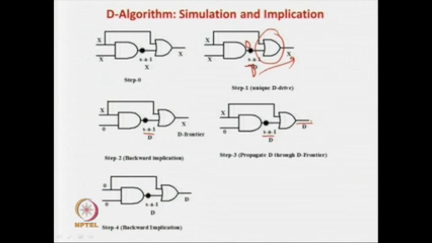Now in this case let us see. This is the propagation, and this is the only D frontier. For this gate, the output is D prime we know, and both the inputs are X. Call this gate 1 and this gate 2. The output of gate 1 should be 0.